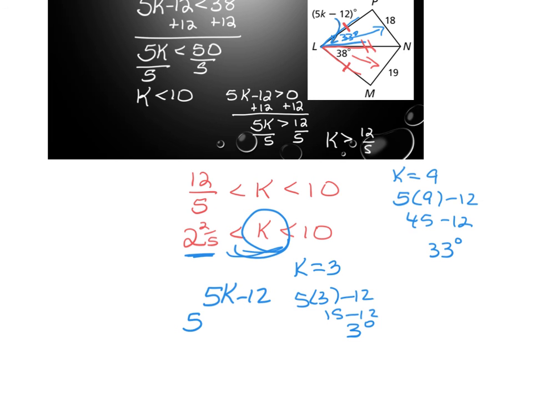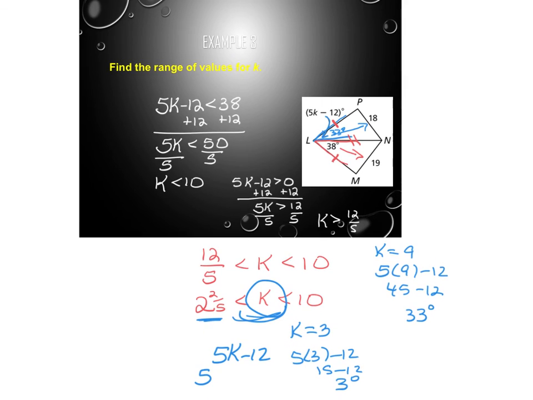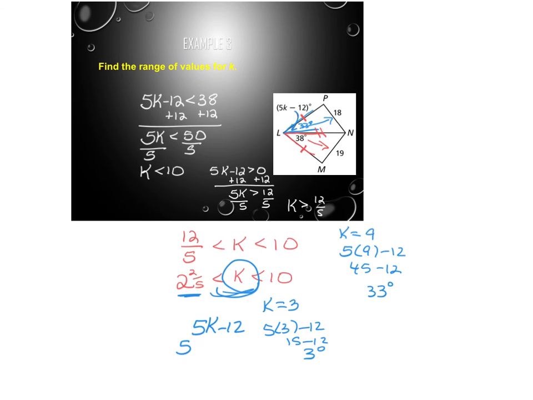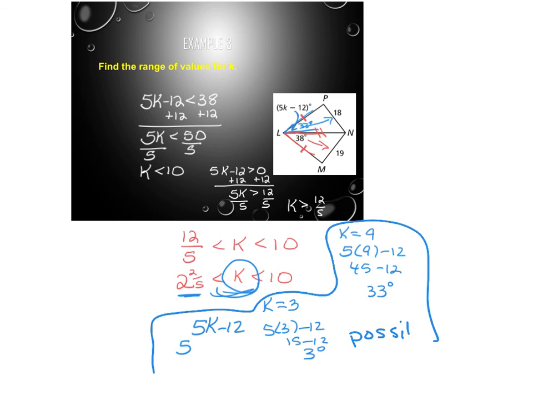Any other ones? All right, so somebody wants me to zoom out. Here you go. This part right here was just me plugging in numbers. So possible angle measures would be these. Again, you can pick whatever K value you want. I just picked 3 and 9 just to show you some possible angle measures. But any number between 2 and 2/5 and 10, you could plug in for K to get an angle measure.